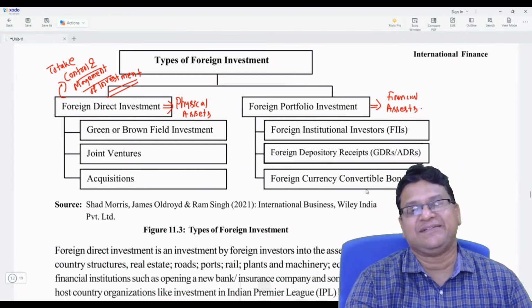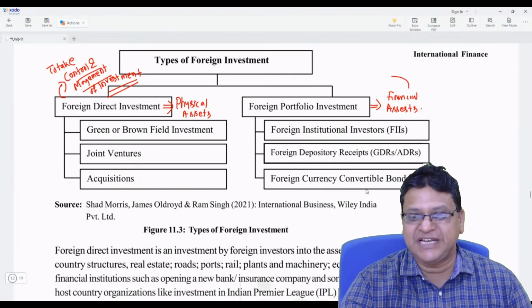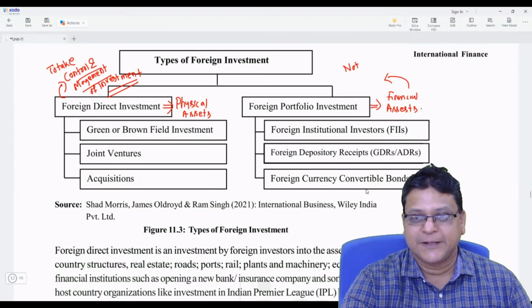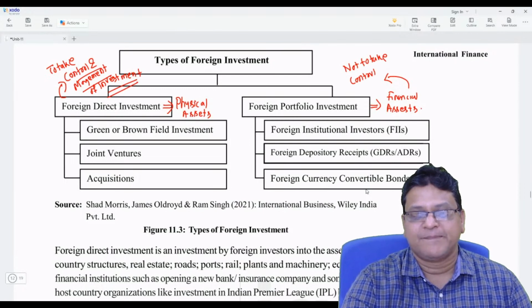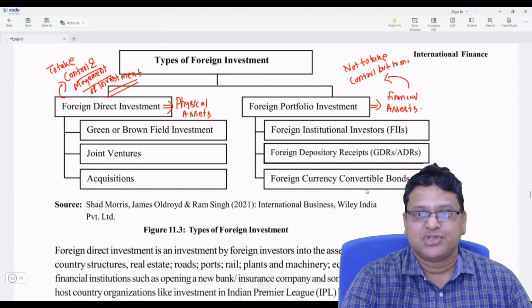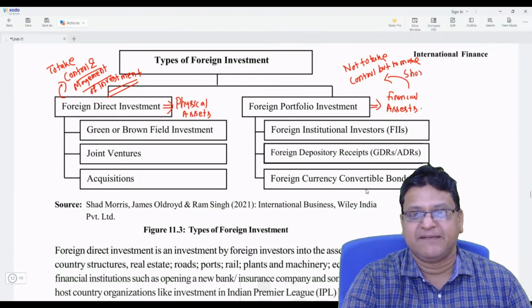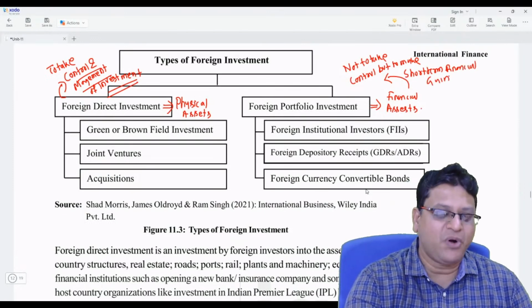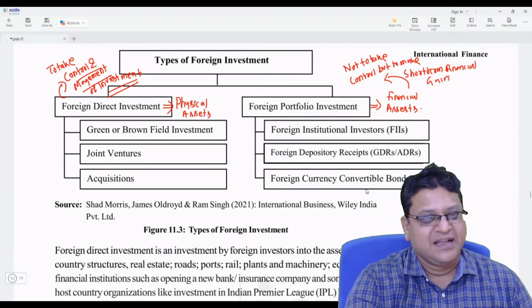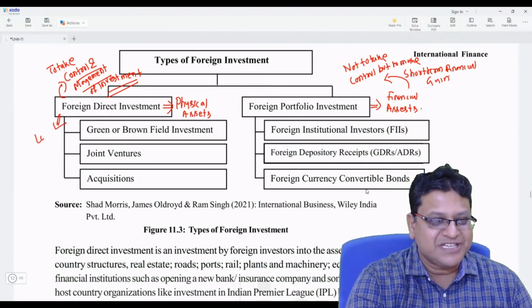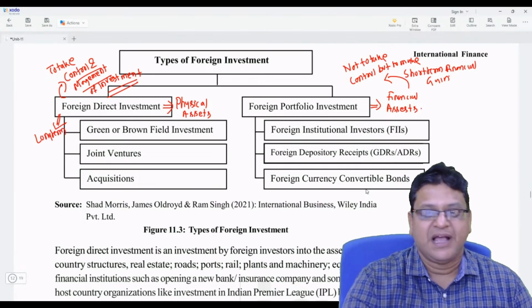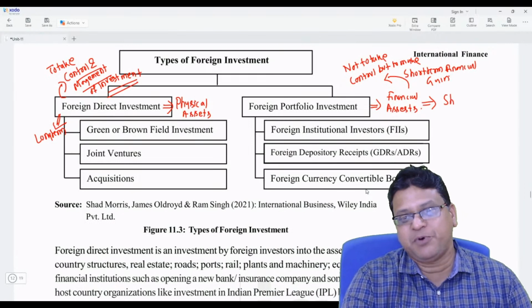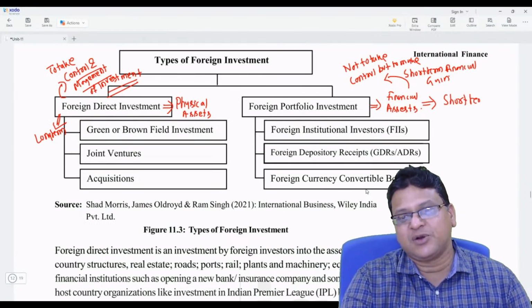as foreign direct investment. If the investor's intention is not to take control but to make short-term financial gain, it is known as foreign portfolio investment. Foreign direct investments are long-term investments, long-term money, and these are short-term money. Therefore, foreign portfolio investments are known as hot money.